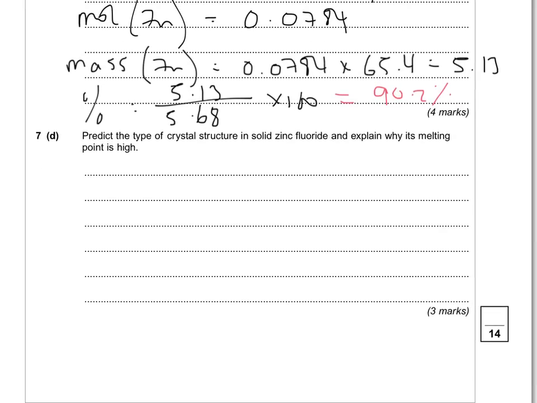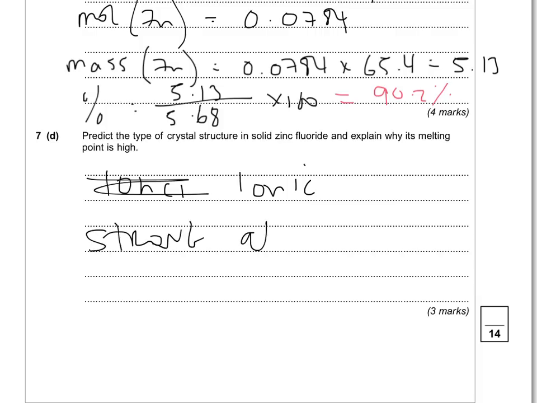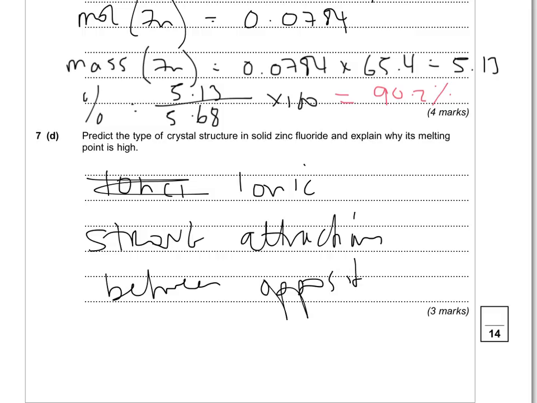Predict the type of crystal structure in solid zinc fluoride and explain why its melting point is high. Zinc is a metal, fluorine is a non-metal, so you've got ionic crystal structure. And then explain why its melting point is high. There are strong attractions between oppositely charged ions.